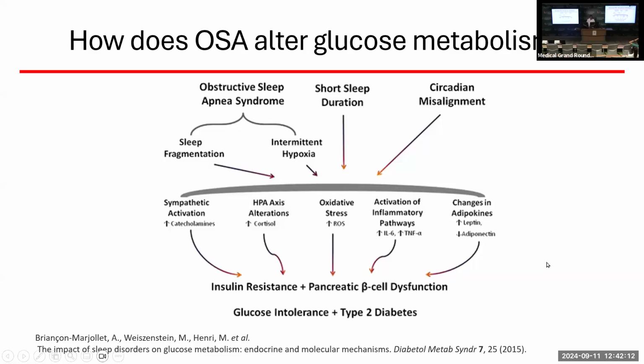There are also inflammatory pathways, including interleukin-6 and TNF-alpha, that are activated due to these reasons. And also leptin and adiponectin, which are adipokines, are affected on account of obstructive sleep apnea. All these factors result in insulin resistance and also decreased insulin secretion from the pancreas. So it's a double whammy. Basically, insulin resistance and insulin secretion are affected, both of which predispose you to develop glucose intolerance and type 2 diabetes down the lane.